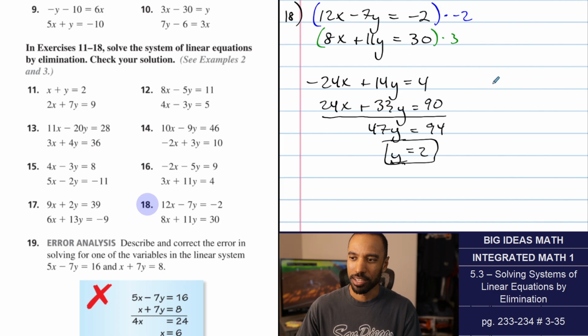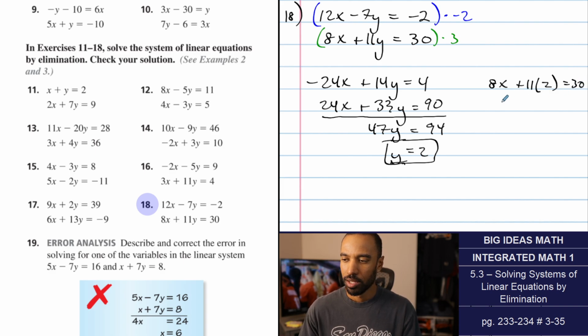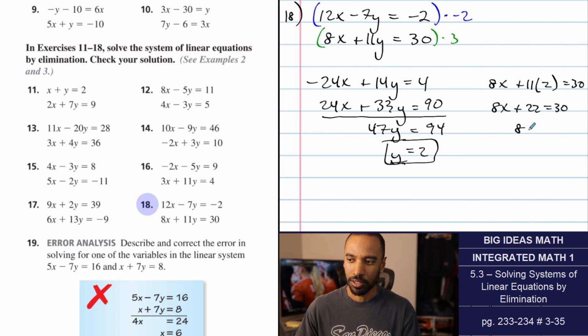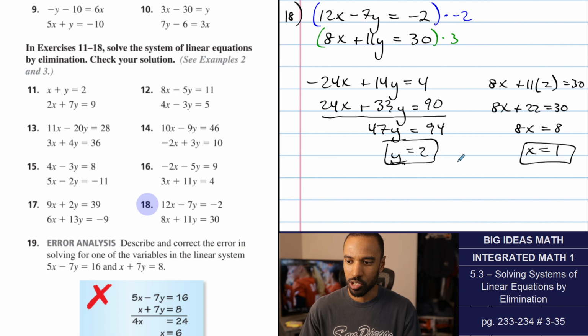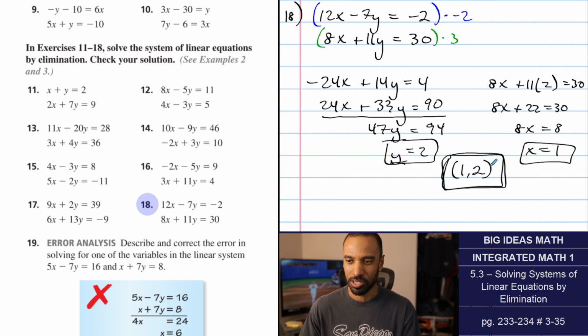Okay, let's solve for x's. Let's still do that bottom equation. We have 8x plus 11 times y equals 30. Aha, that looks better. 8x equals 8. When you subtract 22, divide both sides by 8, you get x equals 1. So 1 comma 2. And of course, as always, maybe it does sound good to double check these days. That's 12 minus 14, and that's negative 2, so that's good. Okay, fixed, all taken care of, we're set.